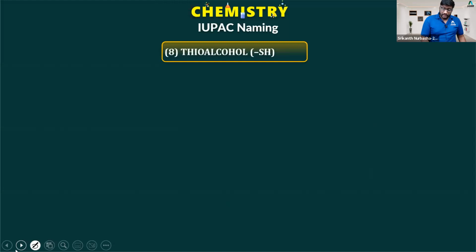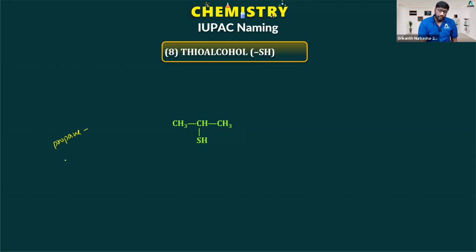Right? Thioalcohol, students. Thioalcohols, how to give the name? CH3, CH, SH, CH3. For thioalcohol, how to give the name? Thioalcohol itself is the secondary suffix. So what is this? It is nothing but propane. Where is the SH group? Second position. So propane-2-thiol. I have to mention the numbering also because I can also have the SH group on the first position. So propane-2-thiol is going to be the correct name.